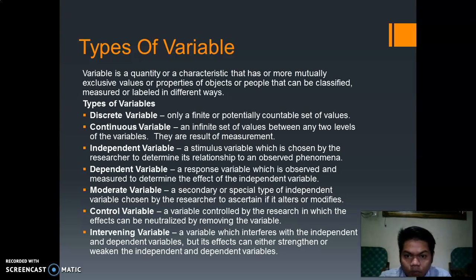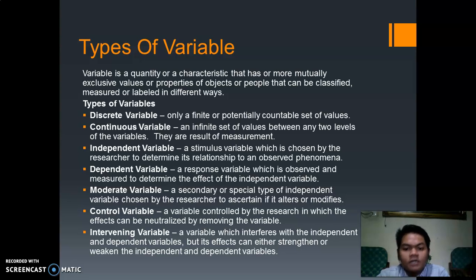First, discrete variable, only a finite or potentially countable set of values. Continuous variable, an infinite set of values between any two levels of the variable. They are the result of measurement. Independent variable, a stimulus variable which is chosen by the researcher to determine its relationship to an observed phenomenon. Dependent variable, a response variable which is observed and measured to determine the effect of the independent variable.